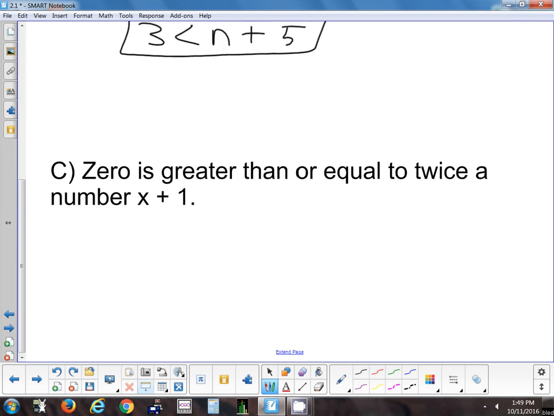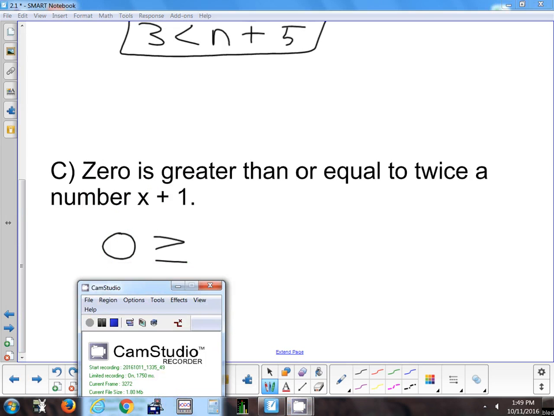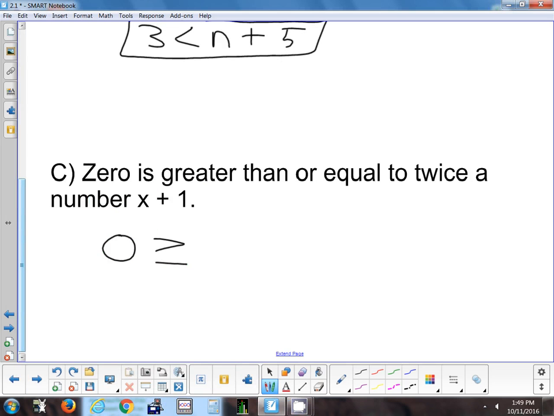Yeah, Ashley? We do 0, and which way does that greater than or equal to point? To the right. Yes, that's going to point to the right. Okay, so we start off with that. All right, next part.